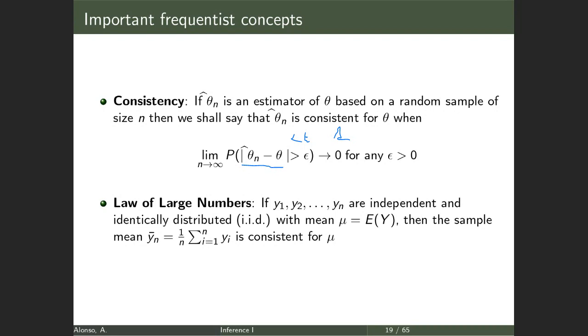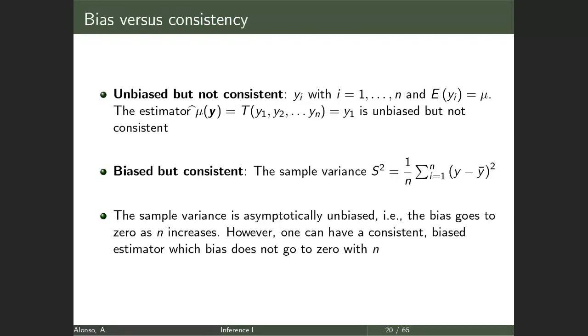And for instance, a very well-known consistent estimator is the sample mean. Actually, we have a special name for that in probability. We call it the law of large numbers. That means that if you gather enough information, your sample mean is going to get as close to the true mean as you want. So you will be able to estimate the true unknown mean in the population with whatever level of precision you want. You just need to have enough information. And that's the so-called law of large numbers. The sample mean is a consistent estimator.